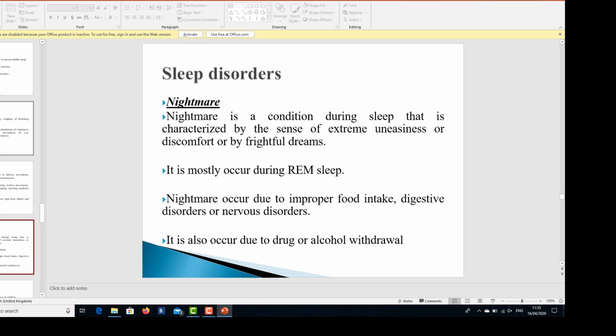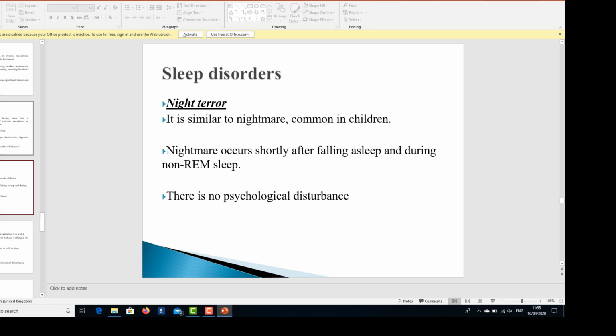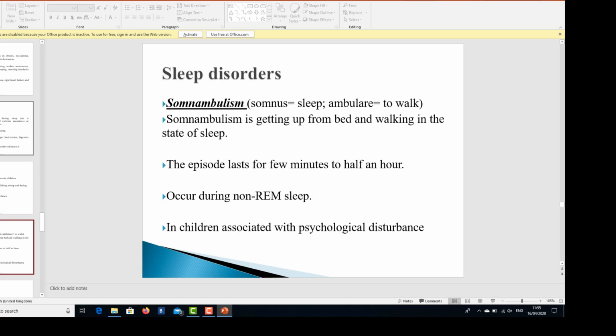drug or alcohol withdrawal. Night terror is quite similar to nightmare, commonly seen in children, and occurs shortly after falling asleep during non-rapid eye movement sleep. There is no psychological disturbance that is seen.